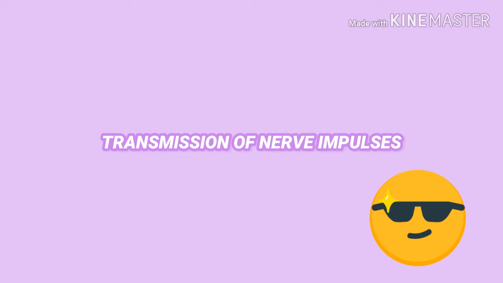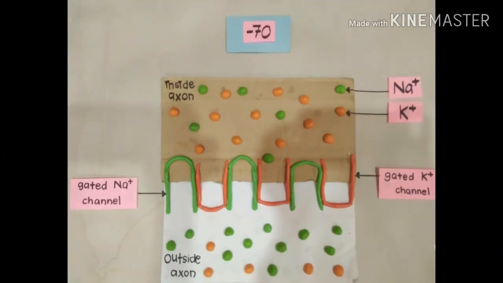AS10626. Today, I am going to explain about transmission of nerve impulse. Before I start, let me introduce my model first. As you can see, the green particles are sodium ions, while the orange particles are potassium ions. There are two types of gated ion channels. The green one is the gated sodium ion channel, while the orange one is the gated potassium ion channel.